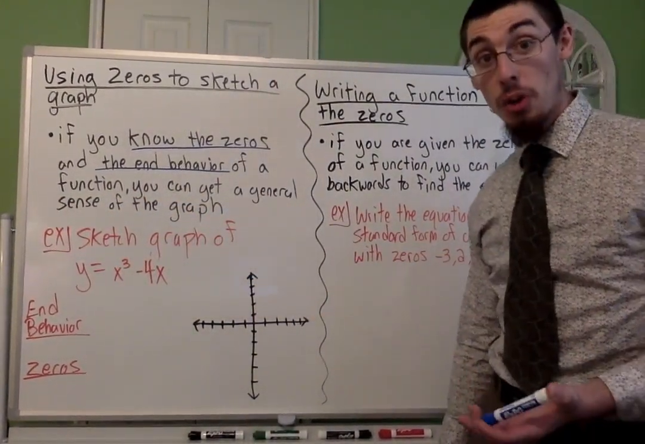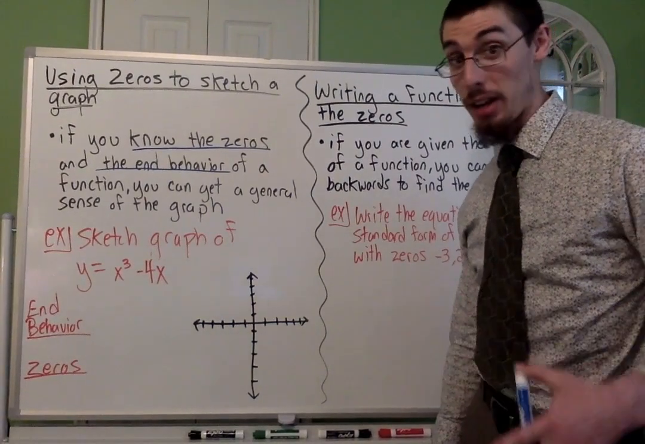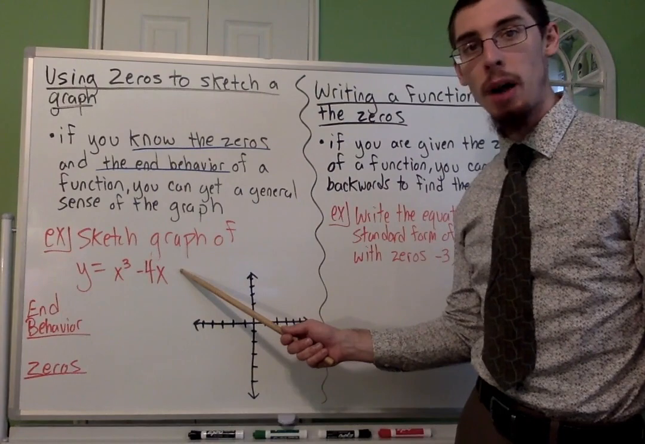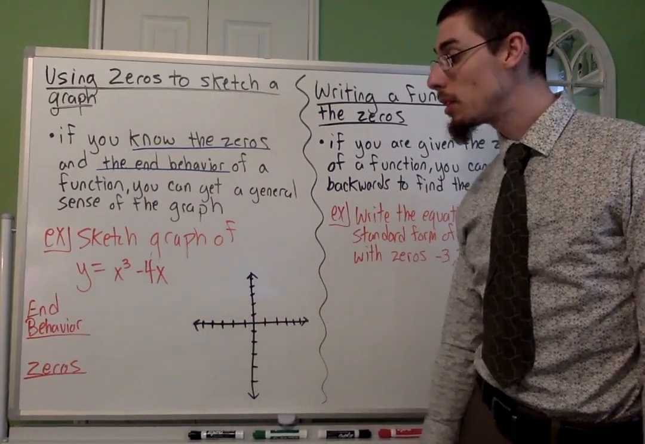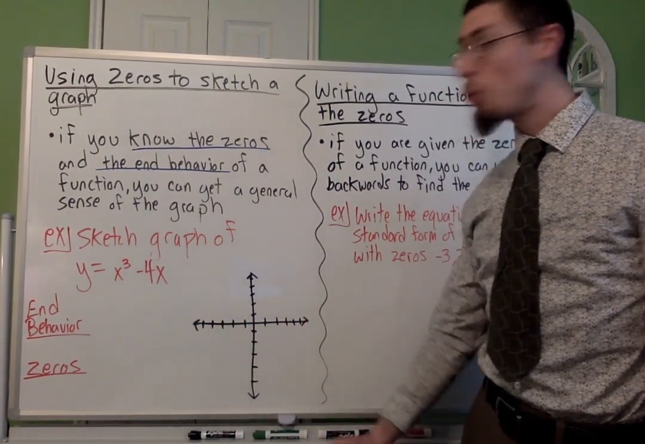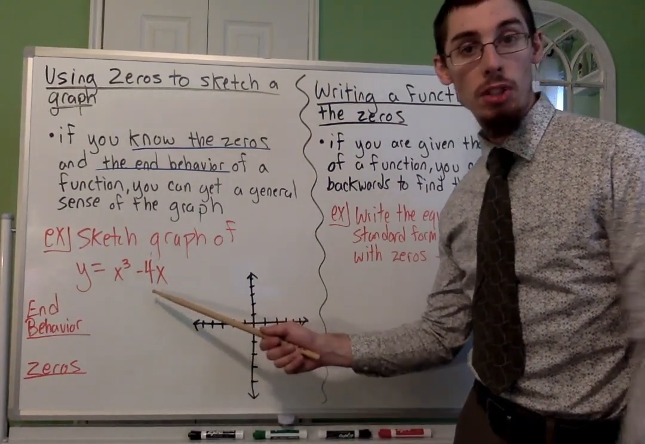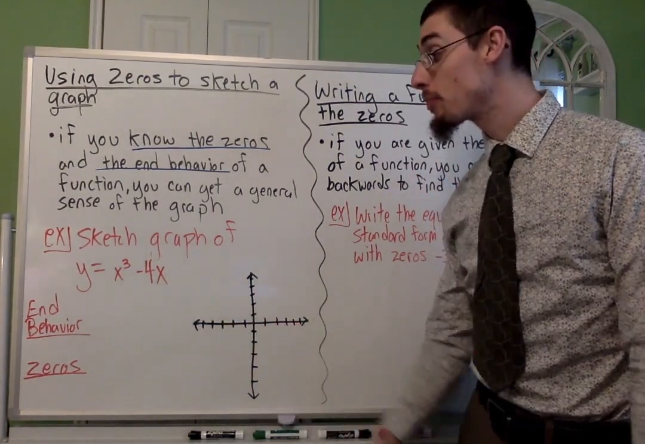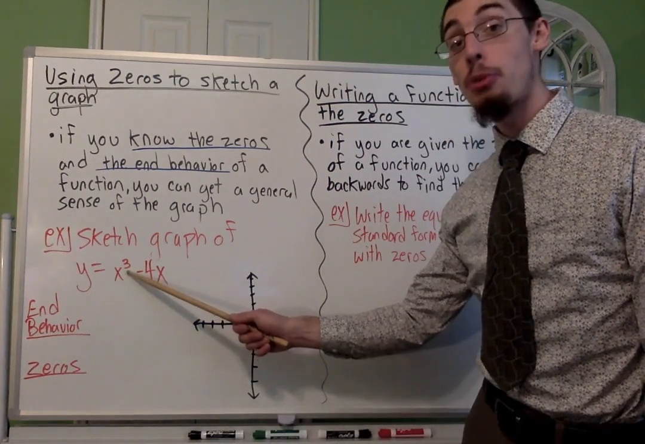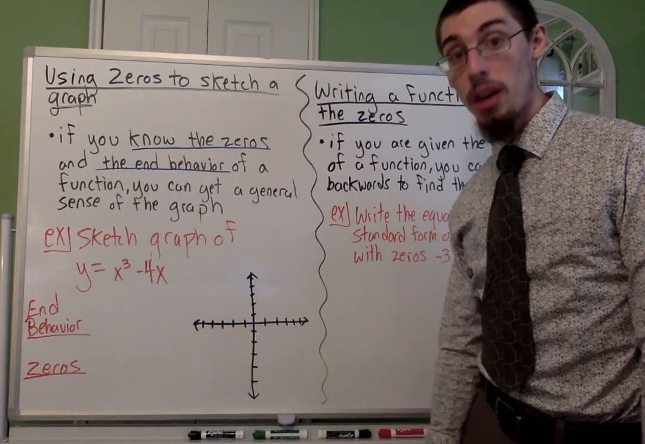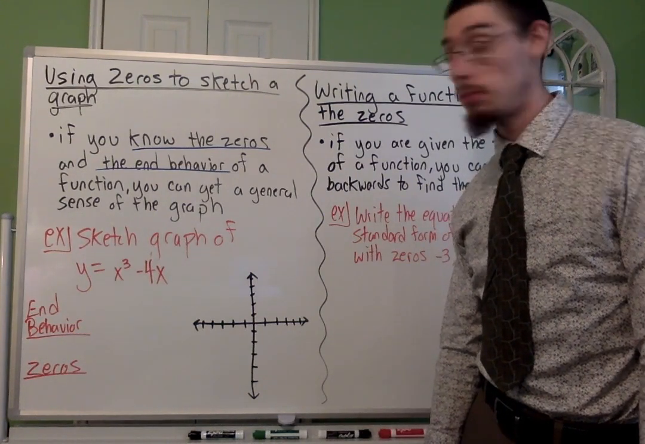So what we're going to do is, by hand, without a calculator, sketch a graph of x cubed minus 4x. So again, let's just name it. It's a binomial because there's 2 terms, right? The degree is 3, so it's cubic. So it is a cubic binomial.